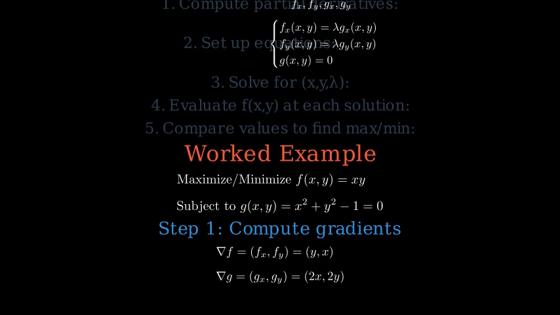Step 2. Set up the Lagrange equations. We have y equals lambda times 2x, and x equals lambda times 2y, plus our constraint x squared plus y squared equals 1. We can simplify these first 2 equations as y equals 2 lambda x and x equals 2 lambda y.